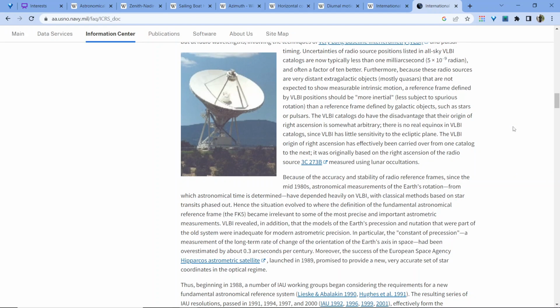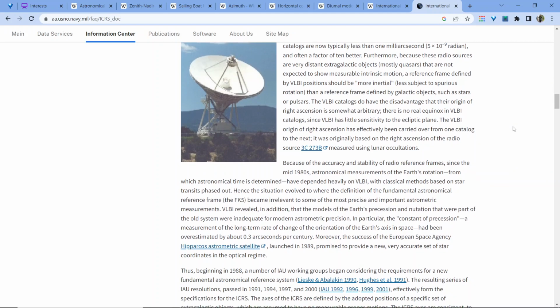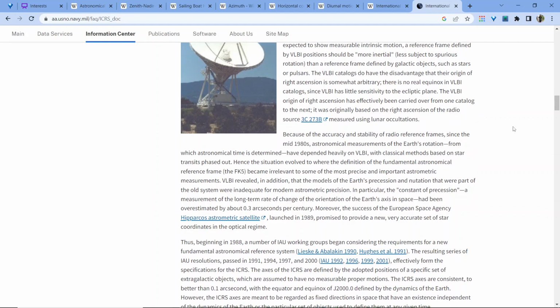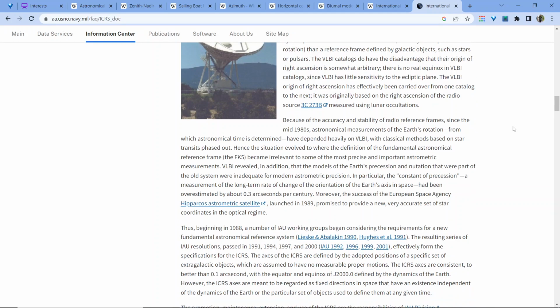There's no real equinox in VLBI catalogs, since VLBI has little sensitivity to the ecliptic plane. The VLBI origin of right ascension has effectively been carried over from one catalog to the next. It was originally based on the right ascension of the radio source 3C273B, measured using lunar occultations. Because of the accuracy and stability of radio reference frames since the mid-1980s, astronomical measurements of the Earth's rotation, from which astronomical time is determined, have depended heavily on VLBI, with classical methods based on star transits phased out.